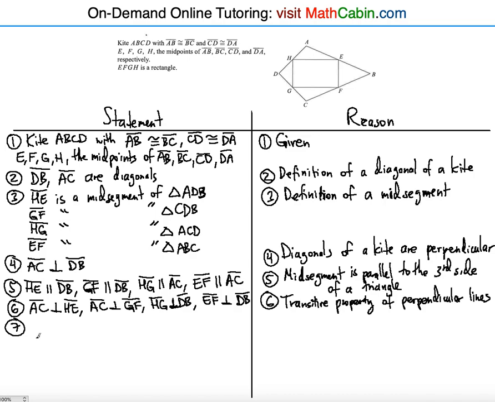Now the next part is, notice that we were talking about making sure that we arrive at conclusions that each pair of adjacent sides in this quadrilateral is perpendicular, right? So we're getting there. We need to show GH is perpendicular to HE, right? We need to show that. So notice first of all, we could use these two lines and use the transitive property of perpendicular lines one more time to make a substitution.